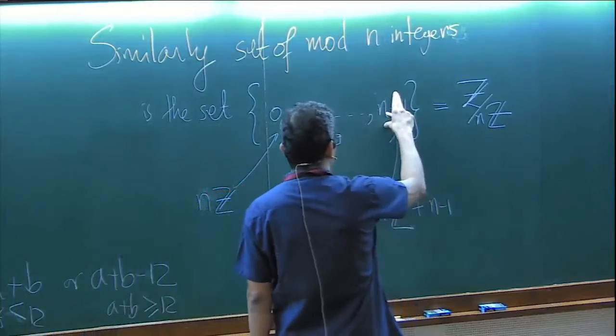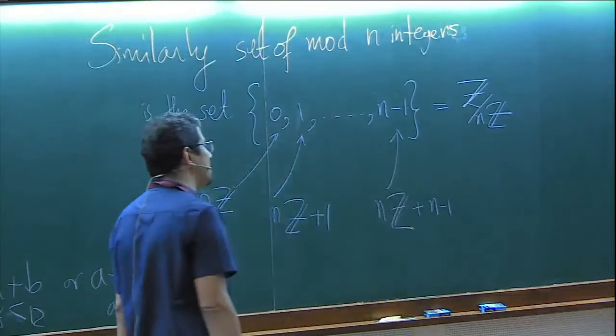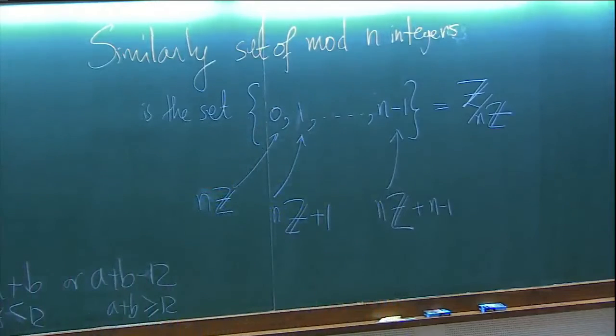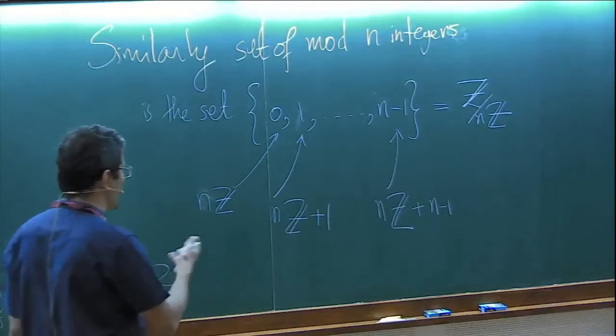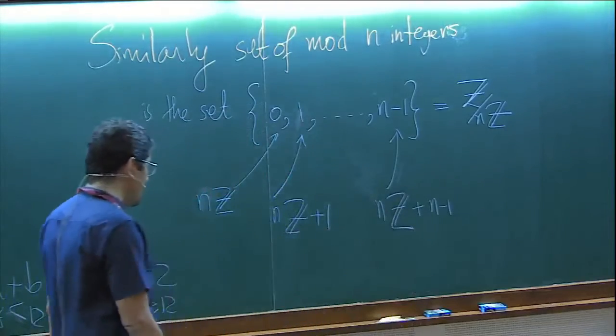So this symbol, actually, if you want, you can think of it as representing this entire set of all those numbers whose remainder after dividing by n is n minus 1. One reason for this way of writing it is that it turns out to be a little more flexible. You can use it in other contexts, so it's a little more general way of doing things.